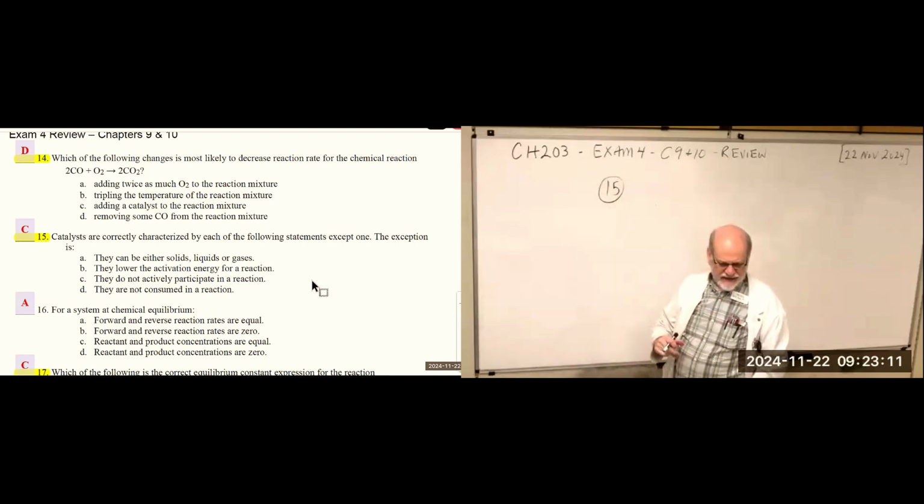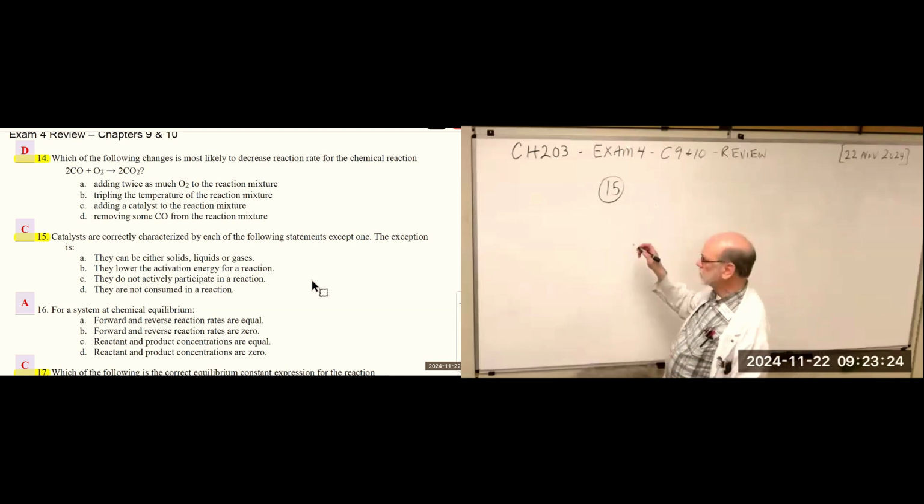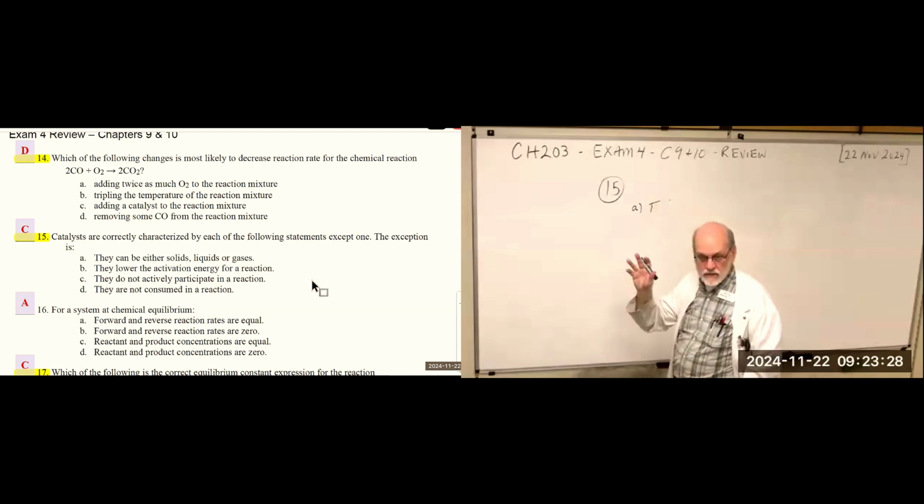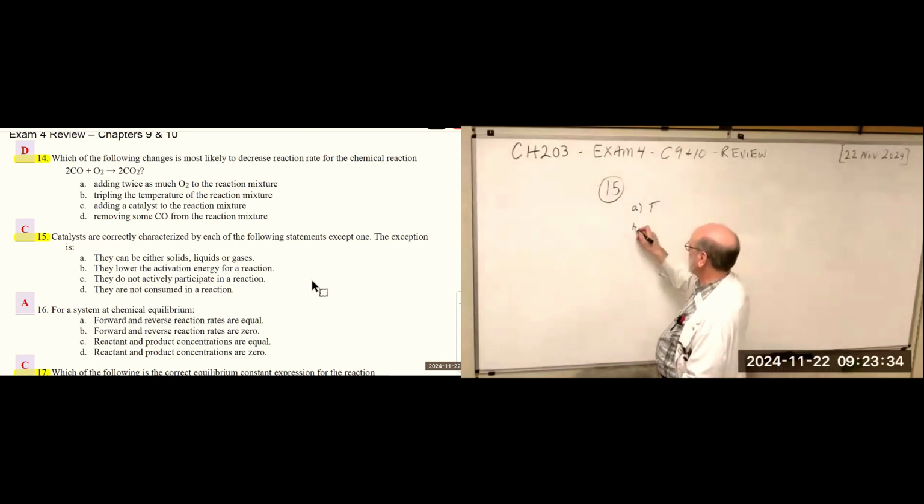15. This is a question about catalysts. They're correctly characterized by each of the following statements, except for one. Okay? They can be either solid, liquids, or gases. A? Yep, that's true. Catalysts can be any one of these, solids, liquid, or gas. B, they lower the activation energy of the reaction. That is true.